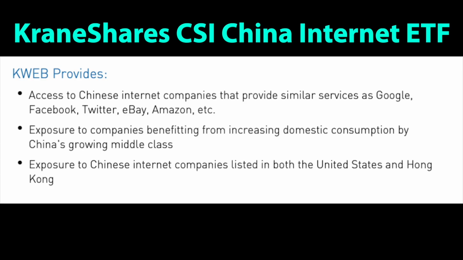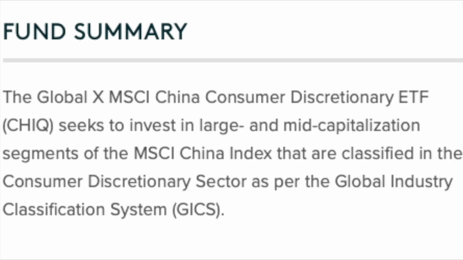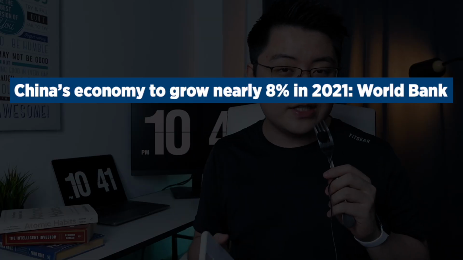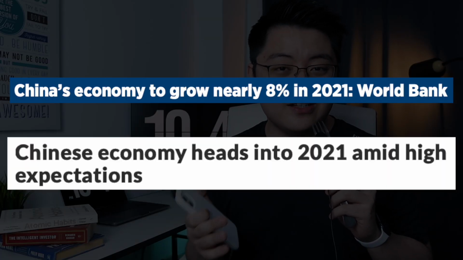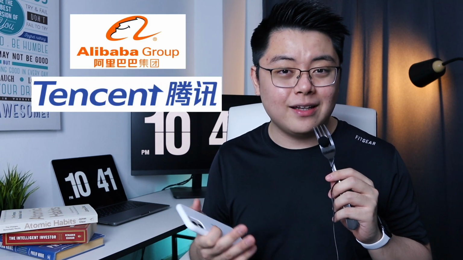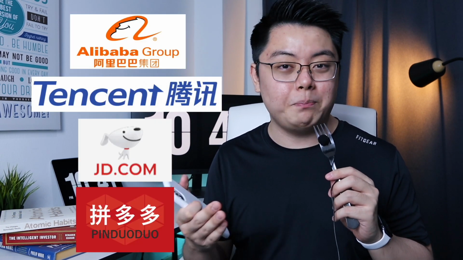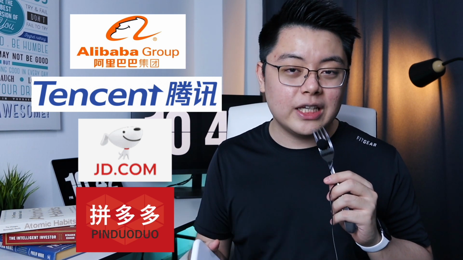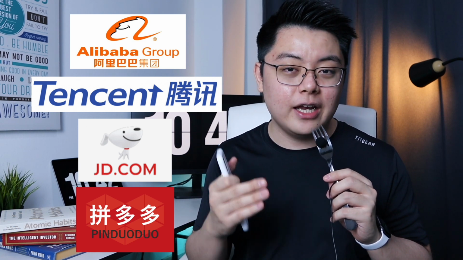KWEB is the KraneShares CSI China Internet ETF, focusing on internet and tech companies, and CHIQ is the Global X MSCI China Consumer Discretionary ETF, focusing on consumer discretionary. And with the ever increasing spending power of the Chinese nation, plus the booming tech giant companies such as Alibaba, Tencent, JD.com and Pinduoduo, I think these two ETFs will have a very significant headroom for growth.